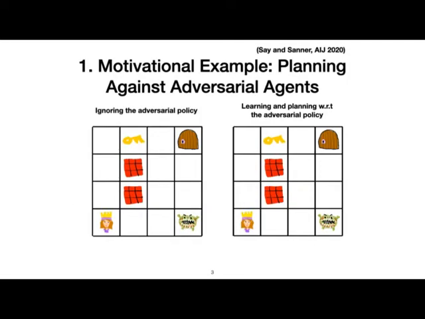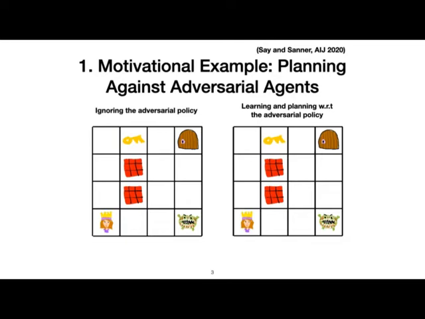We start the technical portion of our presentation by giving a motivational example from the planning against adversarial agent setting. In this example planning problem, the purpose of the agent is to escape the dungeon through an initially locked door by first obtaining its key. At the same time, the adversarial agent located in the bottom right corner of the maze will try to intercept our agent by minimizing the distance between itself and our agent.